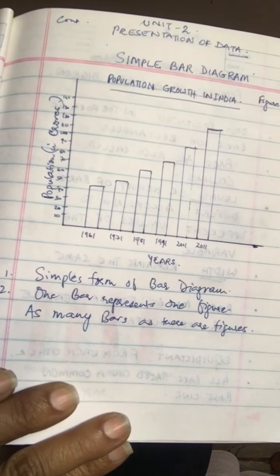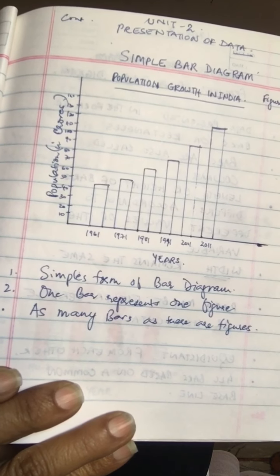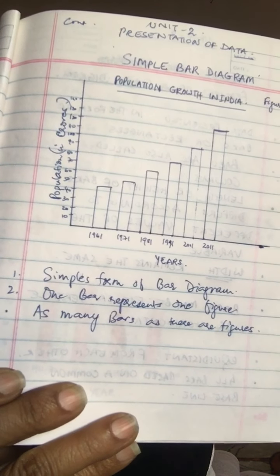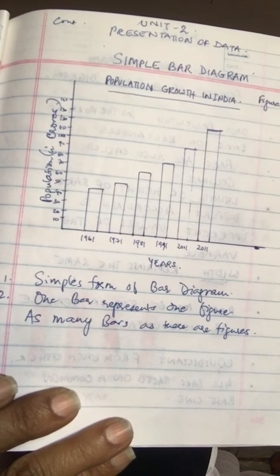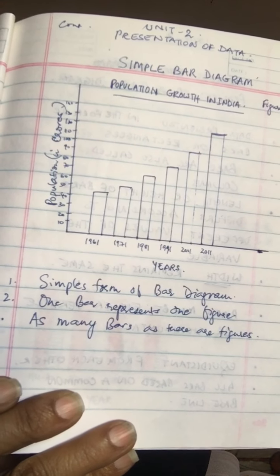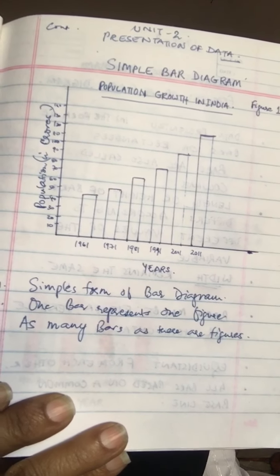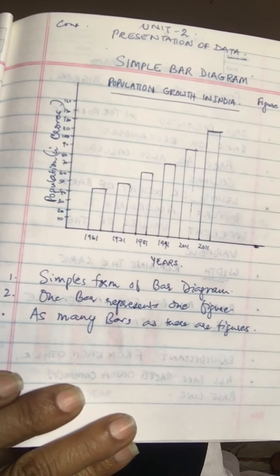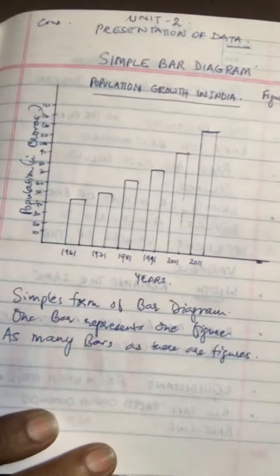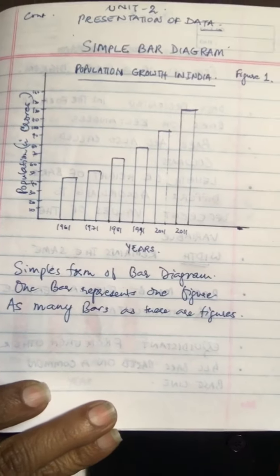We notice that there will be as many bars as the number of figures. These diagrams depict only one characteristic of data, that is the population in crores. All right, so this is known as a simple bar diagram. In the next class, we're going to do the multiple bar diagram.